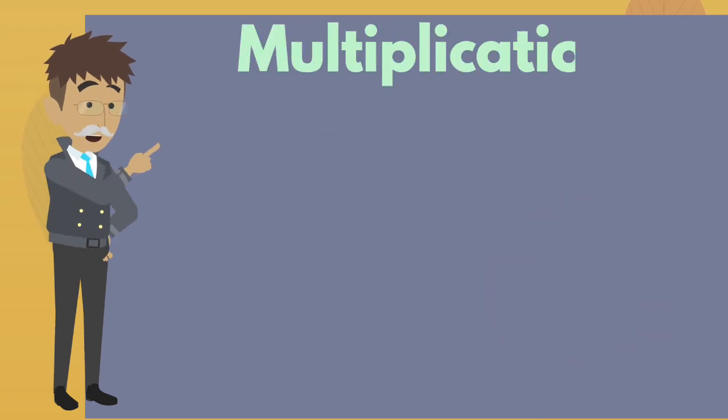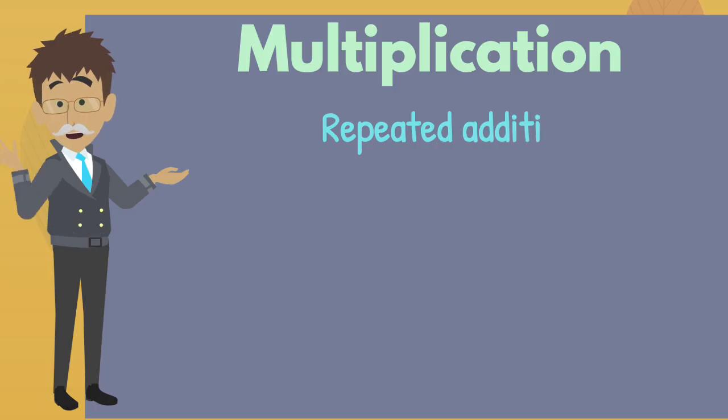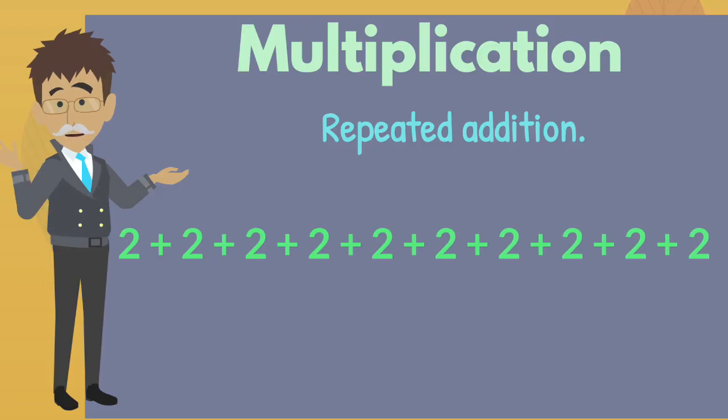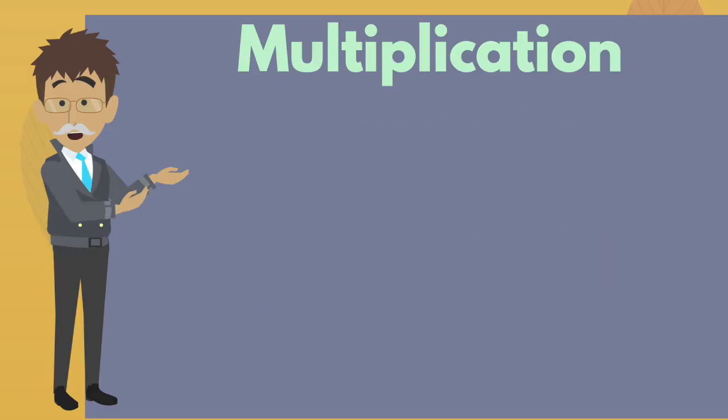Then we learn about multiplication, the shorthand way of writing and calculating repeated addition. For example, writing 2 plus 2 plus 2 plus 2 plus 2 plus 2 plus 2 plus 2 plus 2 plus 2 is annoying, so we can write 2 times 10, meaning 10 groups of 2 items, which equals 20. Multiplication problems have these parts.